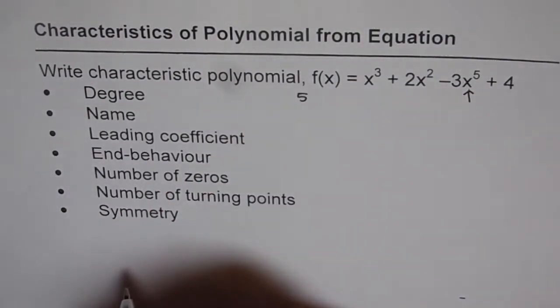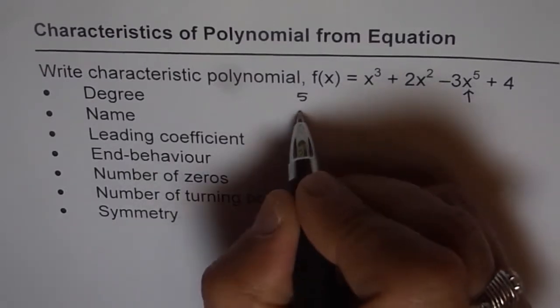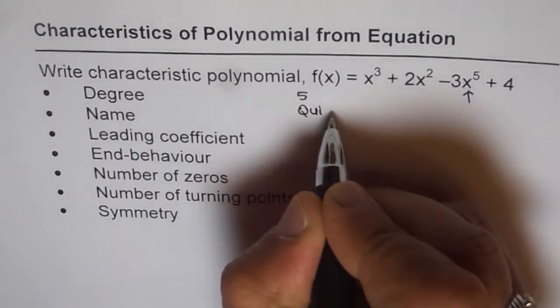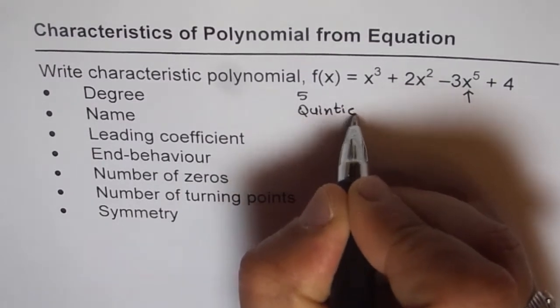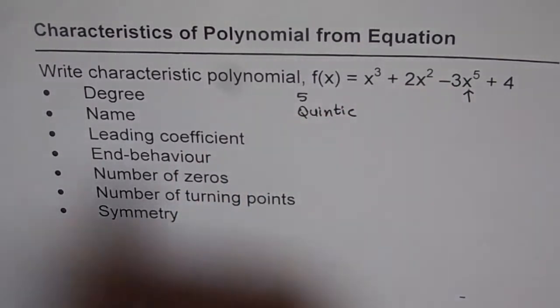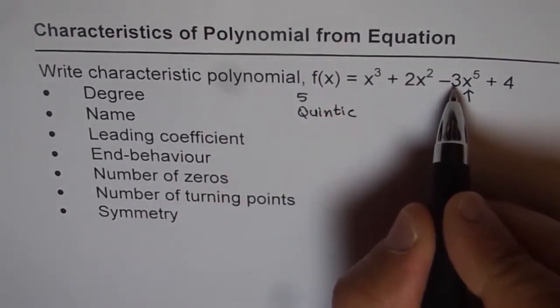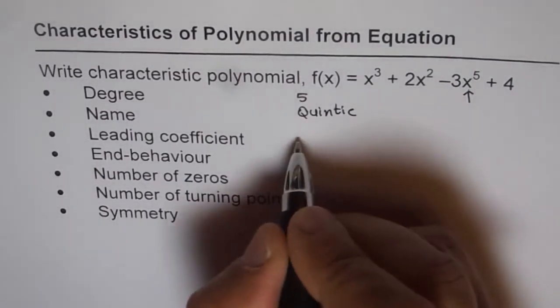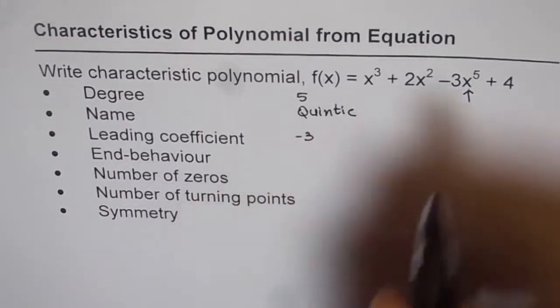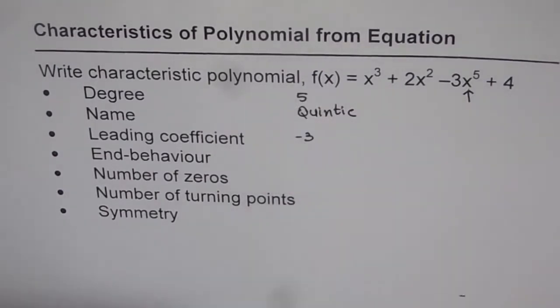Name of the polynomial. Now name of the polynomial is based on degree, right? When degree is 5, then we say the polynomial is quintic, right? So the polynomial is quintic. Leading coefficient. Leading coefficient here is minus 3, not 1, okay? So leading coefficient is minus 3. So if you overlook this, then you get most of the questions wrong. So it's very important to carefully study and then answer the questions.